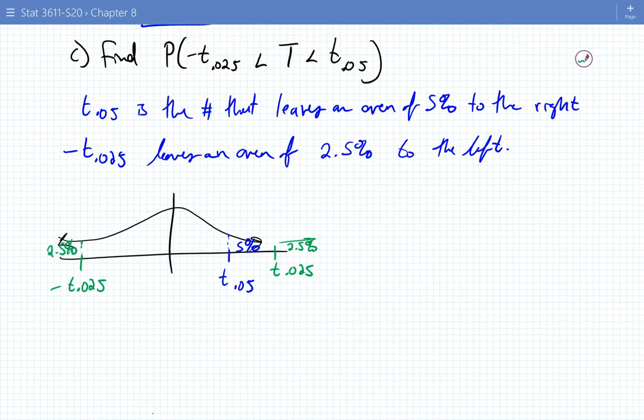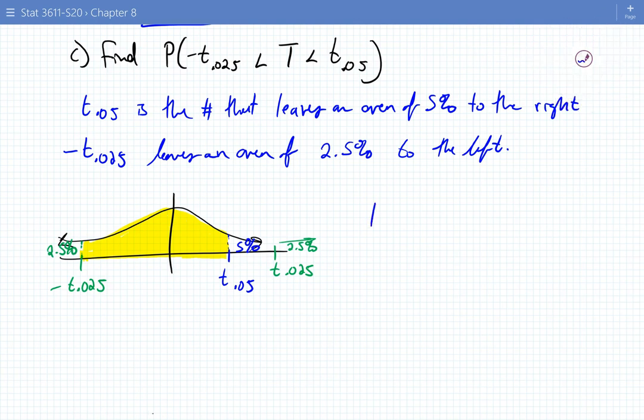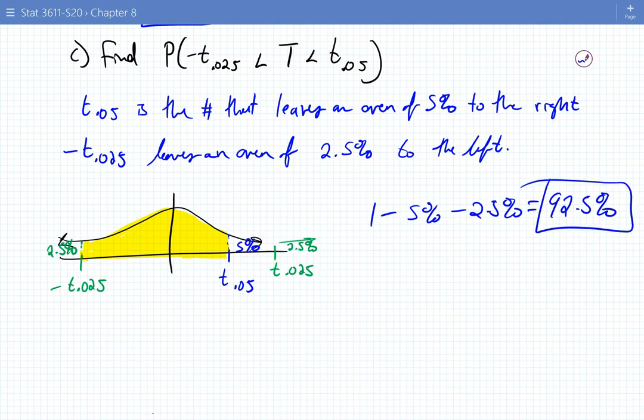So what's the probability that we're between these values? Well, we're looking for this probability right here. And what have we excluded from this? We've lost 5% on the right, and we've lost 2.5% on the left. So the total area in between is 92.5%. There's actually no need to look any values up in a table here whatsoever.